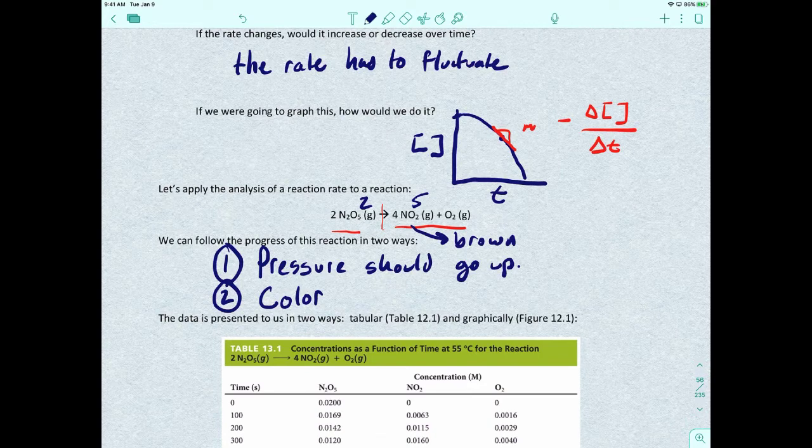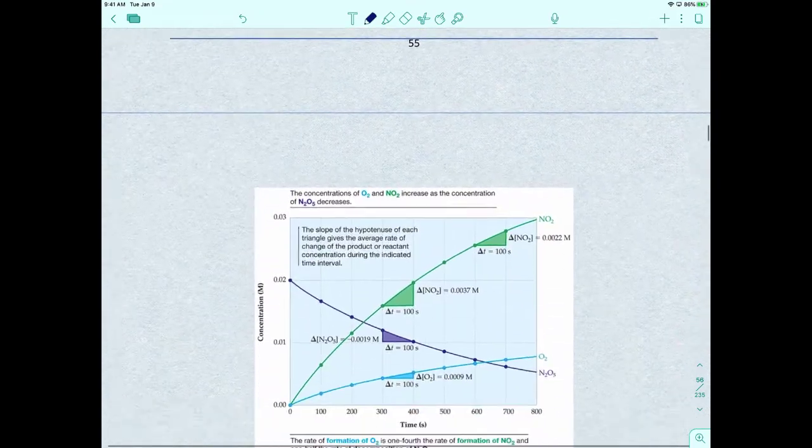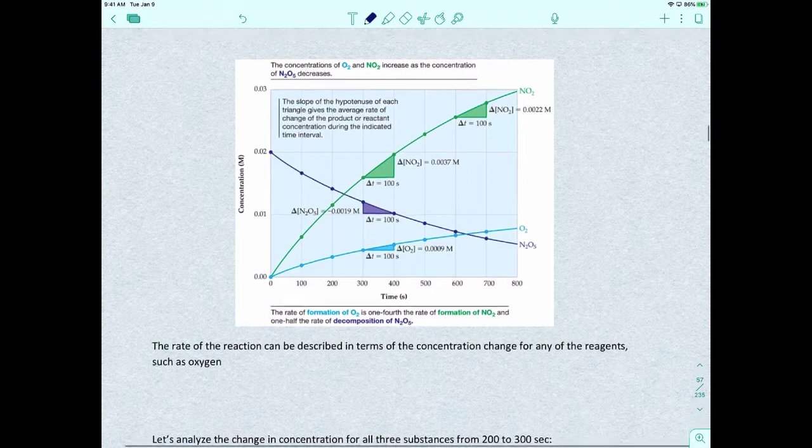We're going to measure the concentration over time for N2O5, NO2, and O2. There are two ways that we can show this data. One way is to show it in a table, and that's what we got here. This table has the concentrations of N2O5, NO2, and O2 at certain points in time. Another way is to graph all of those data points and put them on a curve, and that's what we got here. So we got a lot of information, and now we have to sort through it and see what we can ascertain from it.